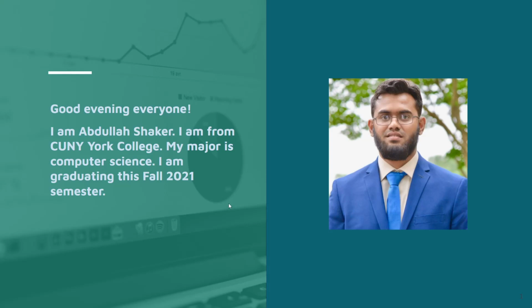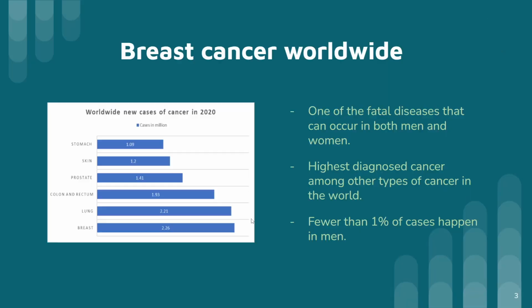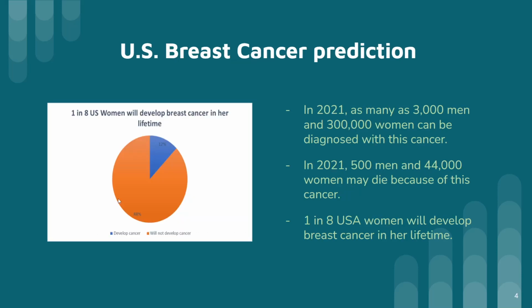Now, I am going to present my breast cancer prediction project with you. Breast cancer is one of the fatal diseases that can occur in both men and women. According to the World Health Organization report, in 2020 alone, more than 2 million people were diagnosed with breast cancer. And sadly, another 700,000 people died because of this disease.